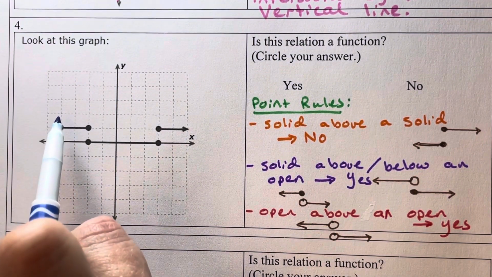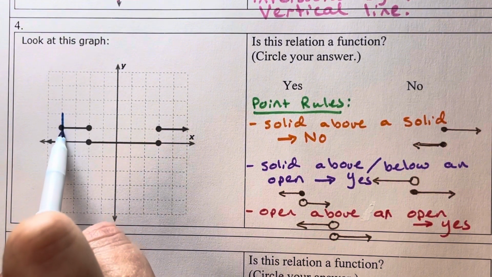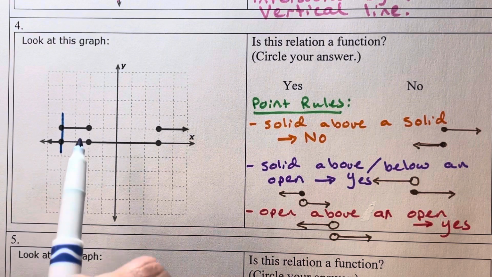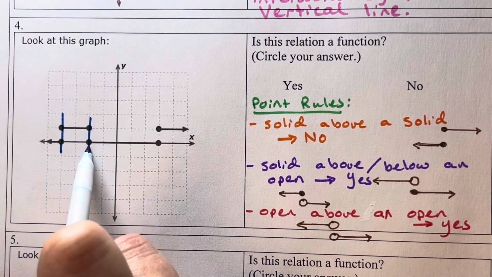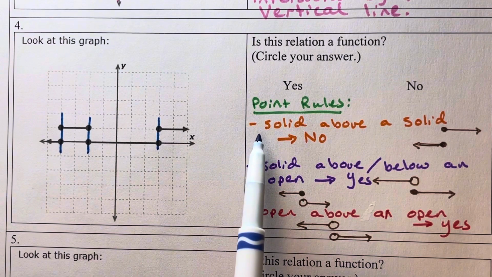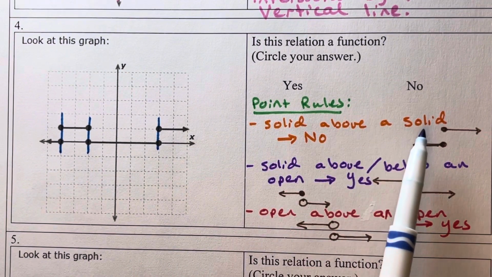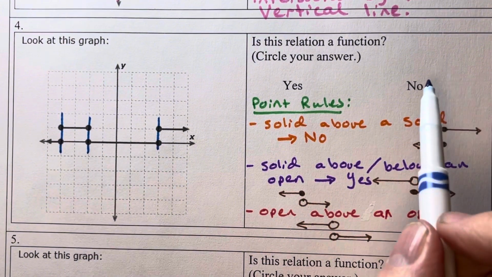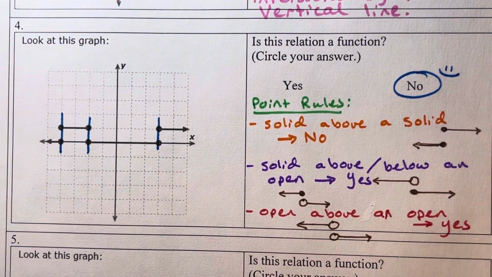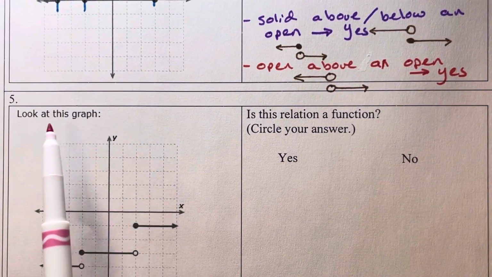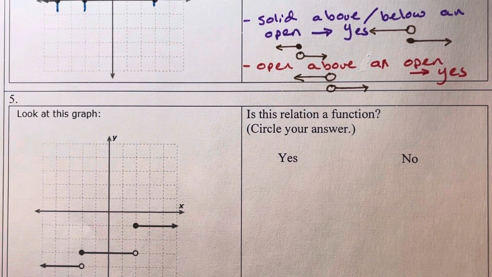So right here at the very beginning, we can see a solid point above another solid point. And it happens again and again. And we see right here in orange that if you have a solid above a solid, the answer is no. This is not a function. And there you go.